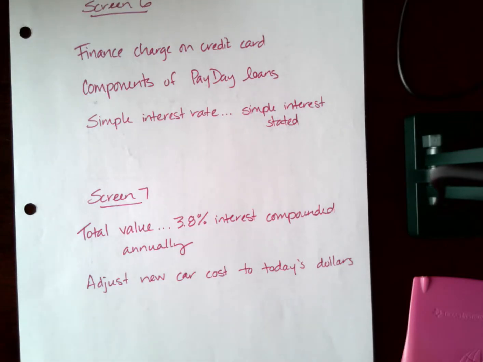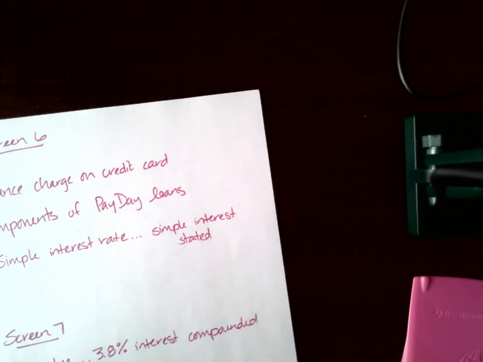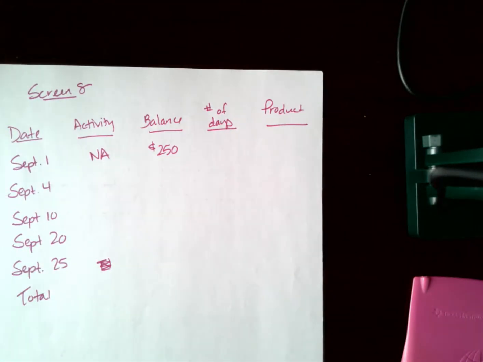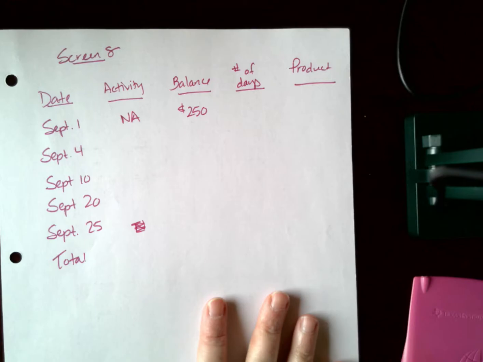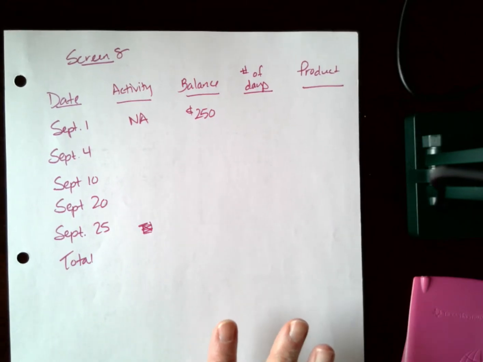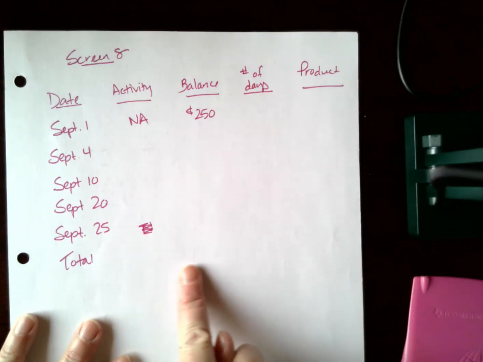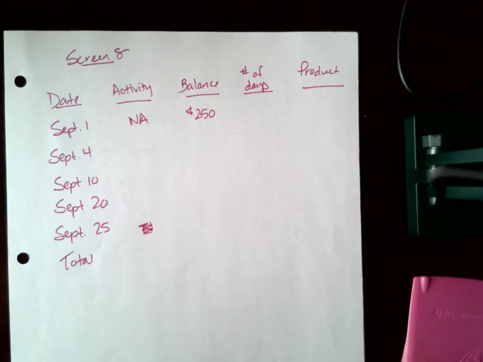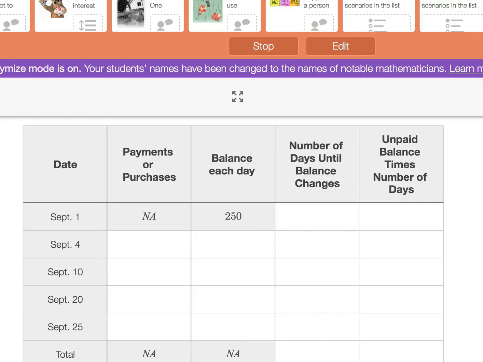Then I had promised that we would talk about average daily balances. And so screen 8 is about that. And I need you to hear me. I will not put a problem where you have to fill in the table on the quiz, but I do need you to have kind of a feel for where things come from.